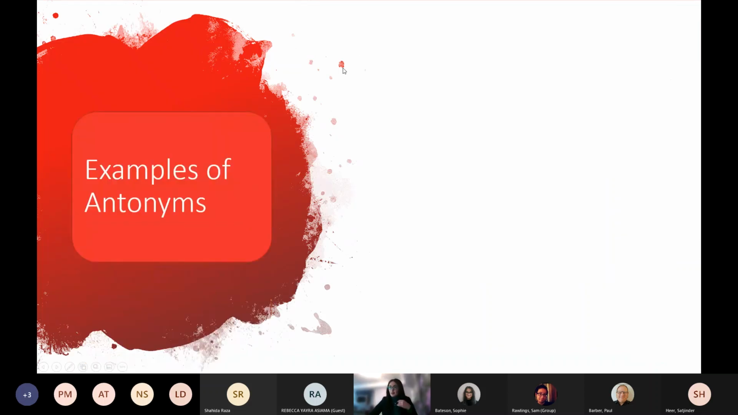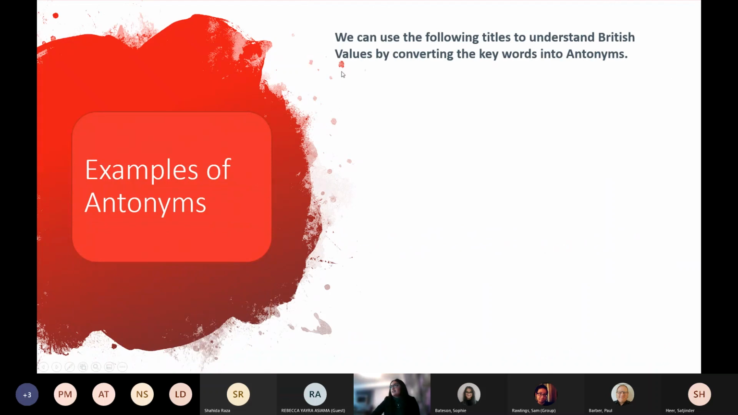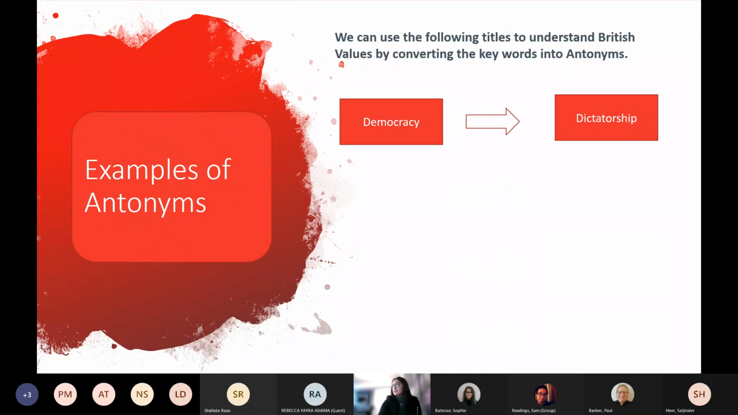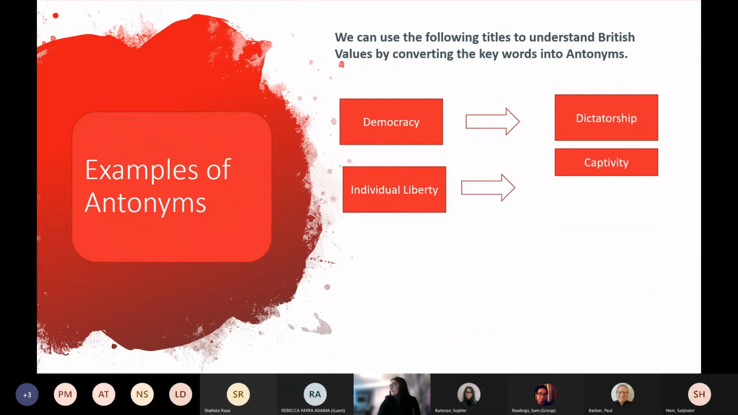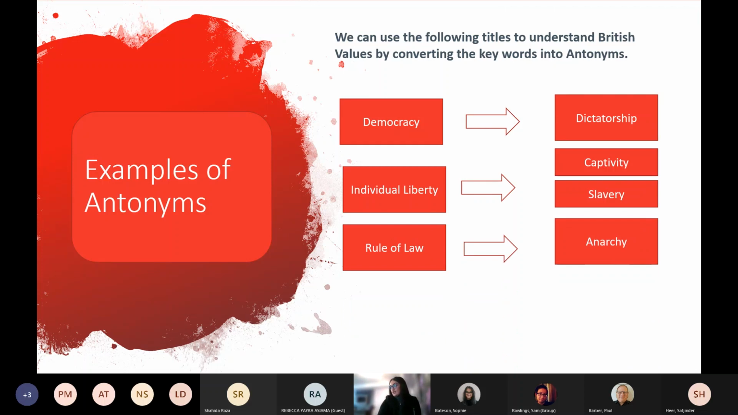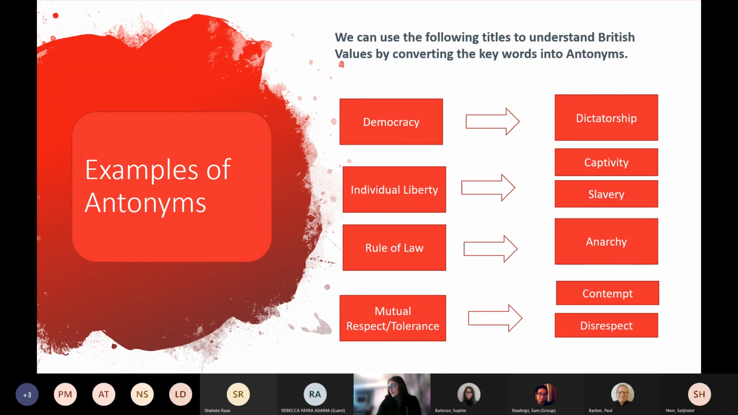So, examples of antonyms. We can use the following titles to understand British values by converting the keywords into antonyms. I've started off with democracy and converted it into dictatorship; individual liberty, which I've converted into captivity and slavery; rule of law, which is anarchy; and mutual respect and tolerance, which is contempt and disrespect.